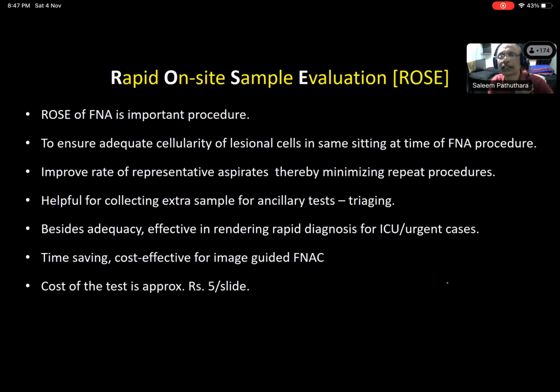And rapid on-site evaluation is important for the FNAC smears, and this ensures adequate cellularity of the lesional cells in the same sitting, and a repeat procedure can be obviated. This will improve the rate of representative aspirates, and it is very mandatory for each and every FNAC smear. And the cost of rapid on-site evaluation is approximately 5 rupees per case.